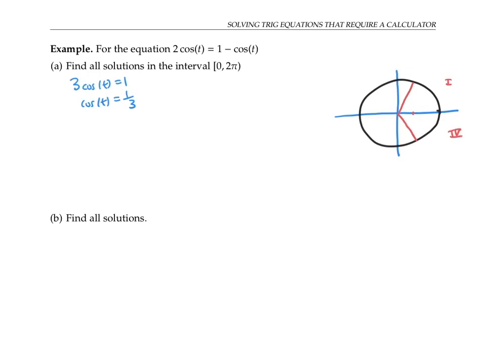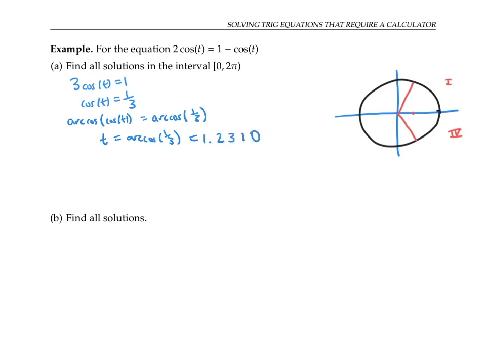To get a decimal approximation for one of these angles, I can take arc cosine of both sides of my equation. This gives me t equals arc cosine of 1/3, which, using my calculator on radian mode, I get a decimal approximation of 1.2310 up to 4 decimal places.